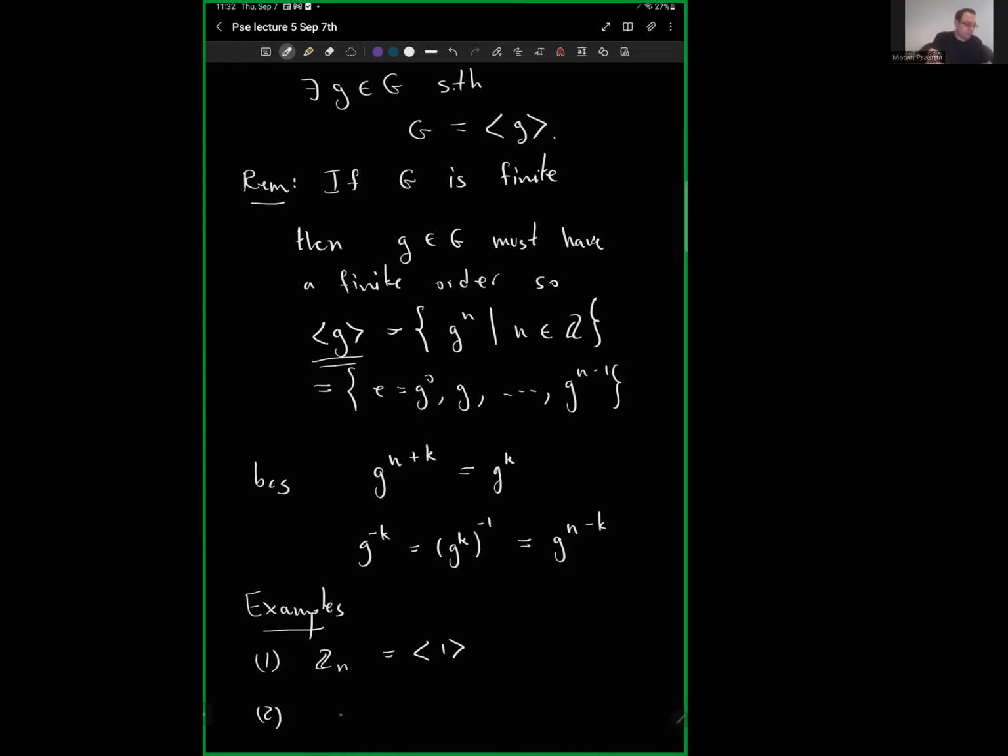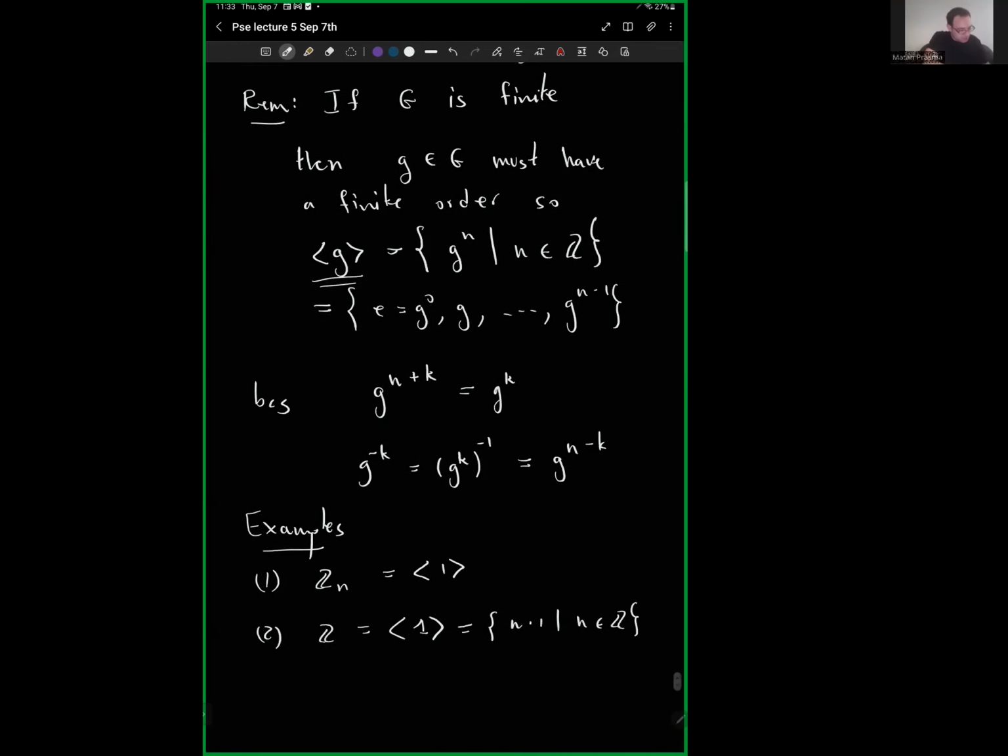Two, the integers is also a cyclic group. You take 1, and to take the group generated by 1 is to take all the elements n times 1 such that n is in Z. So this is Z.